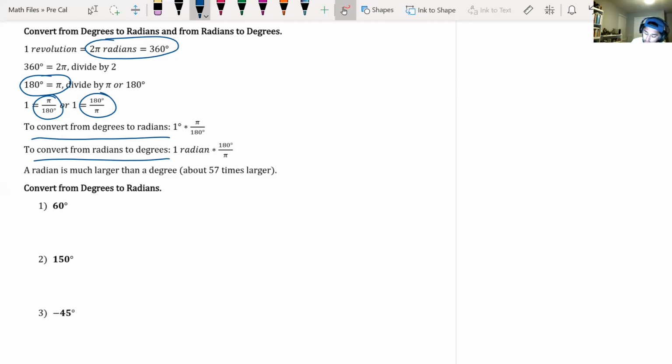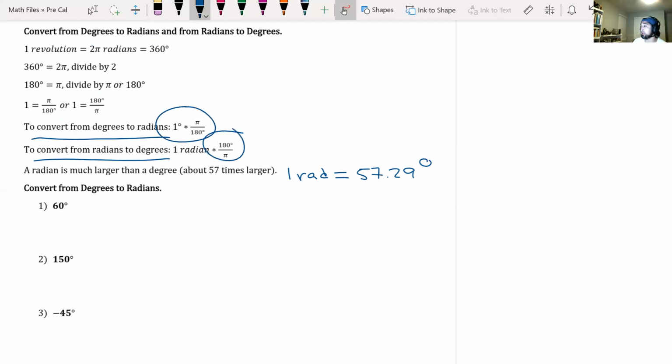So again, 1 radian is equal to, what did I say, 57.29 degrees. There you go. So a radian is definitely bigger than a single degree. Crazy, right? Okay, so these are the conversions we will use to go from degrees to radians and radians to degrees.